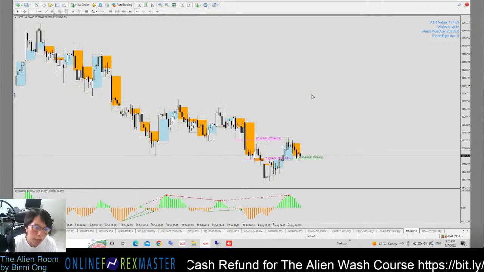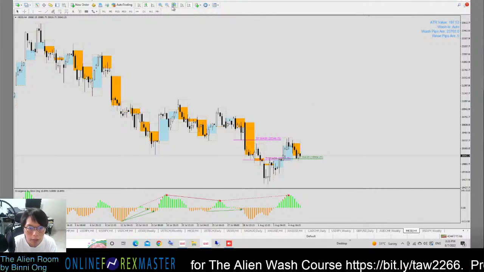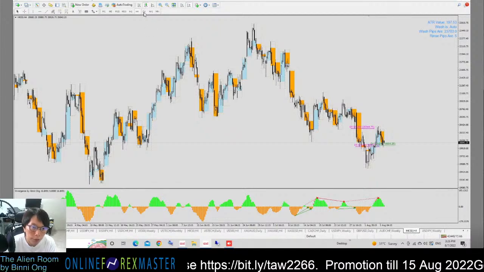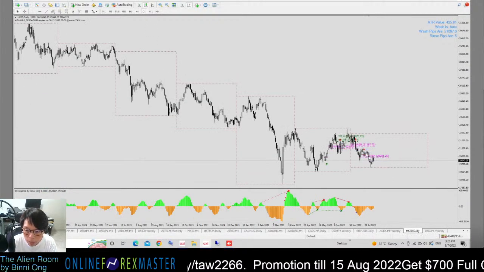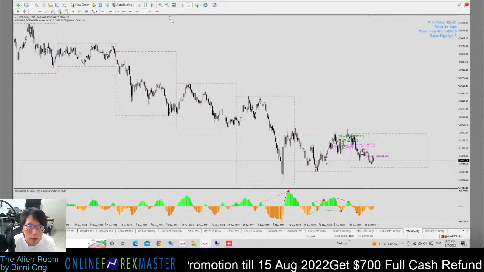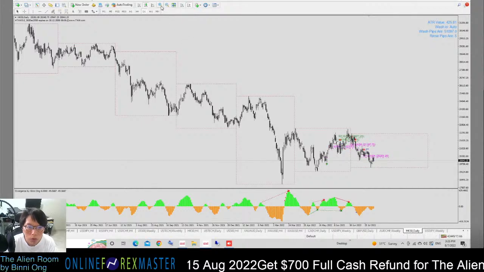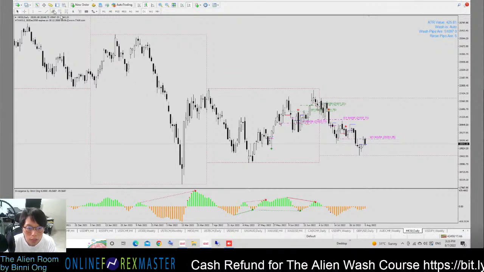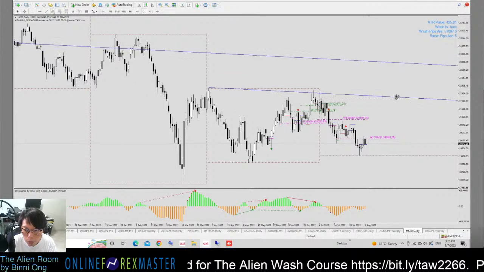So Hong Kong 50 is HSI. Usually my students will be looking into this place here. It's easier for us because of all these boxes and so on. So Hong Kong 50, which is HSI. The key thing you want to take note of is this one here.